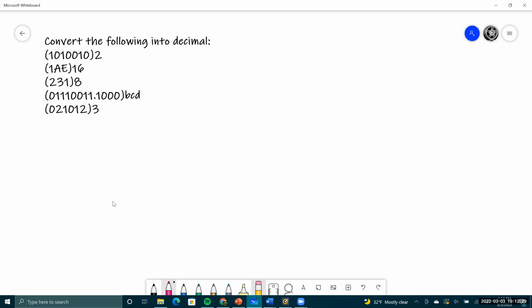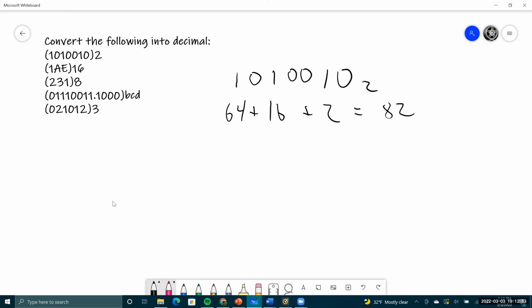All right, so the first one is 1010010, right? This is base 2. So what we want to do is convert it. Remember, this is just number bases. So it'll be 1, 2, 4, 8, 16, 32, 64, right? And then you just add it, and this will give you 82.